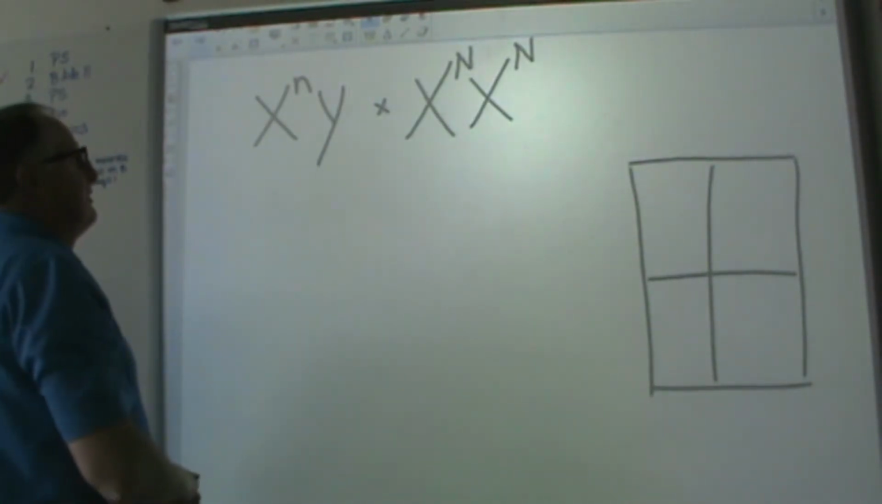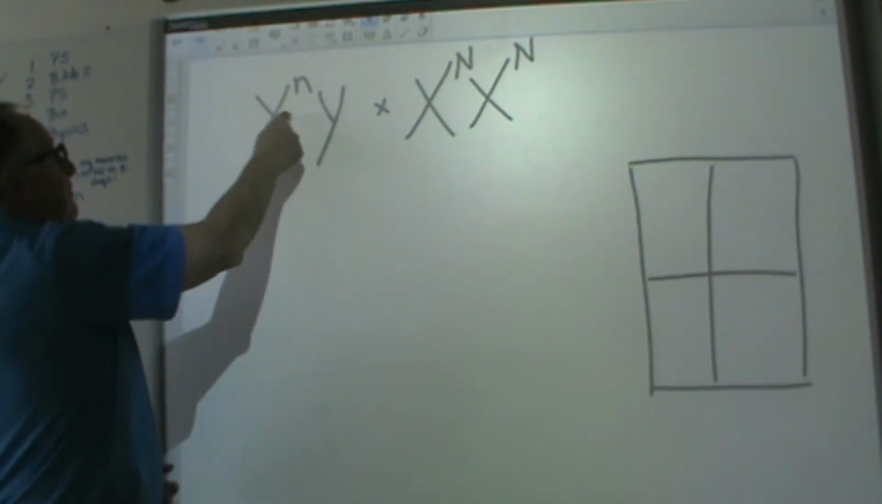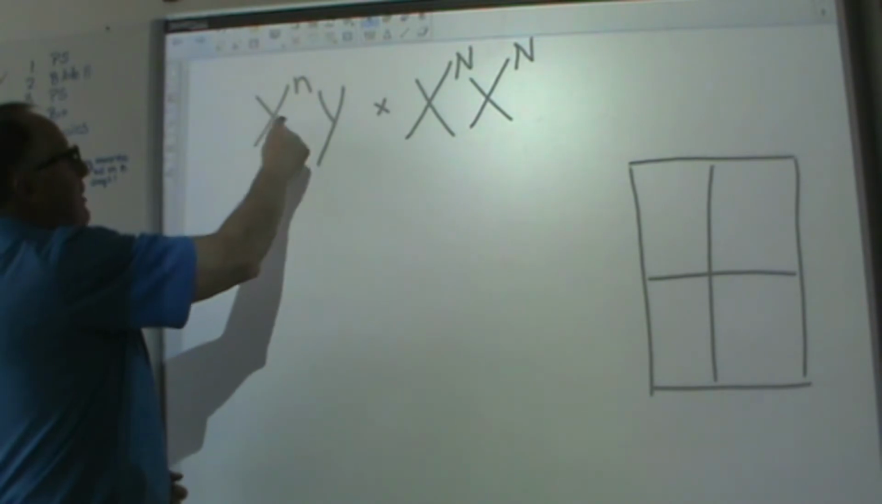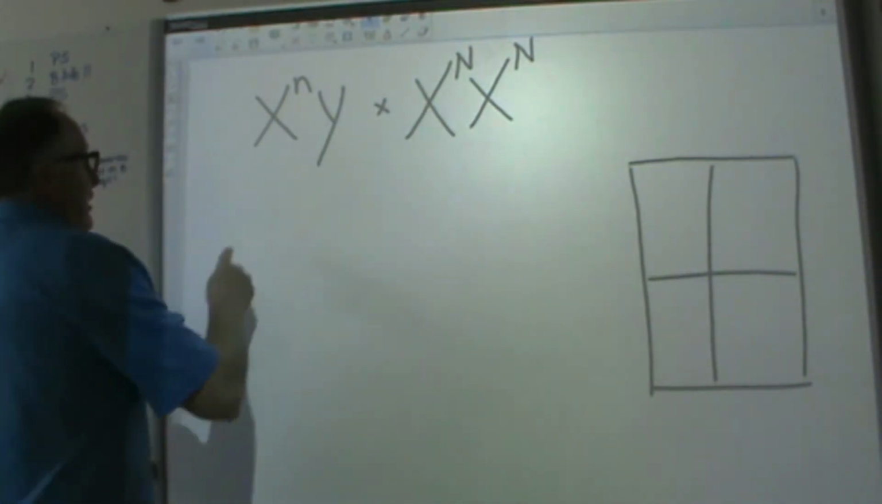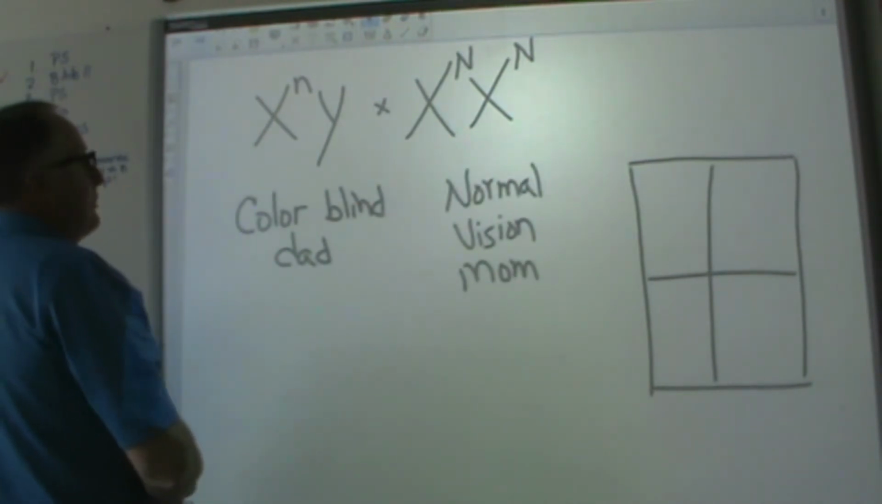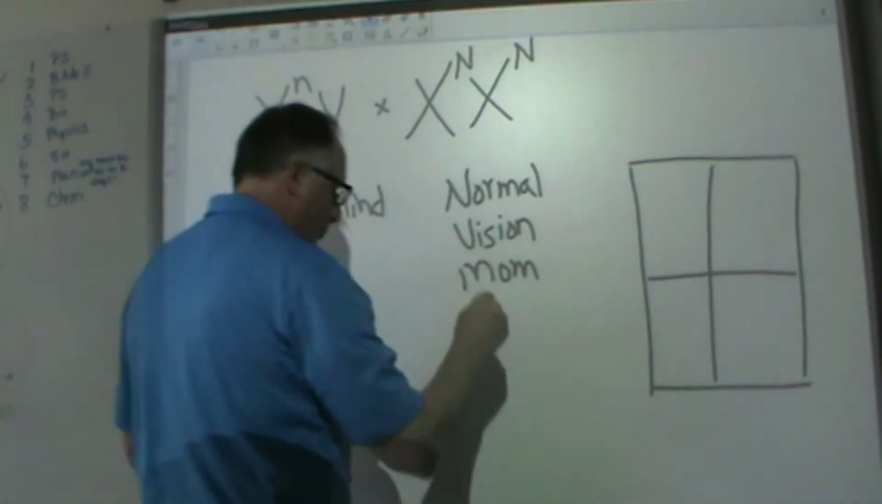Now in this case, here we have that son, let's say, grew up and married a normal vision wife. So we've got colorblind dad, normal vision mom.